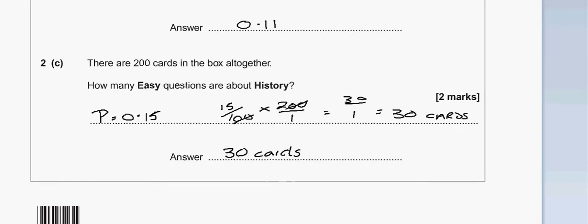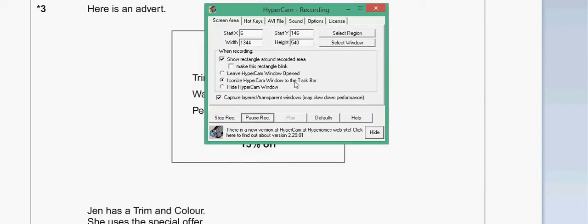So let's have a look at question 3. Okay, so question 3. Here is an advert. So a trim and colour is £65.50, wash and dry £15.50, a perm £68. There's a special offer on of 15%. Okay, so the question says Jen has a trim and colour. So she has a trim and colour. So this is what we're interested in. She uses the special offer. How much does she pay?